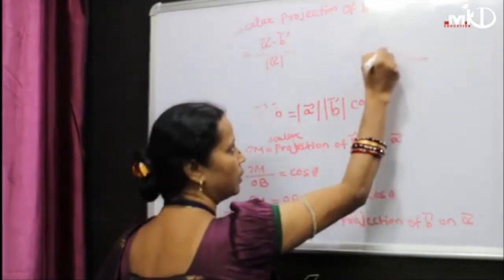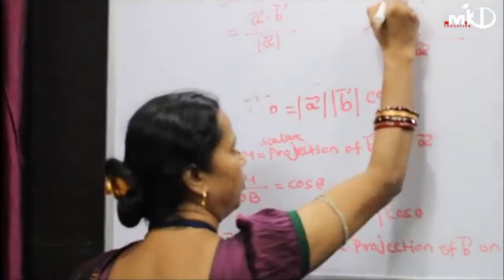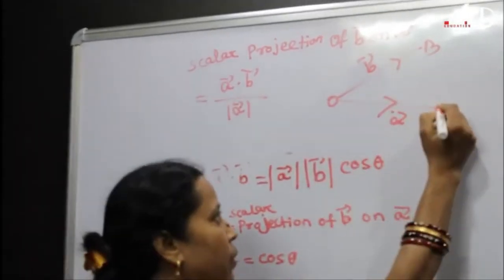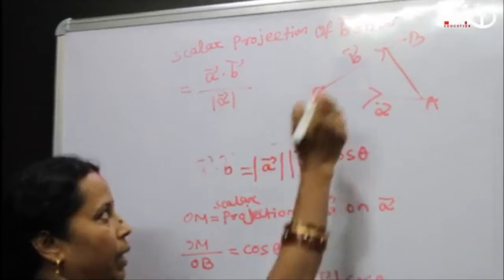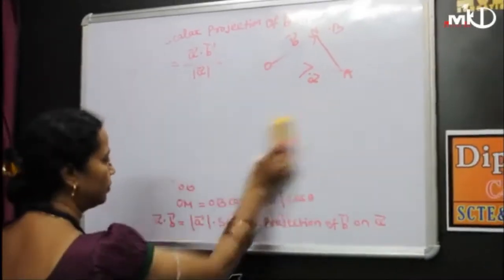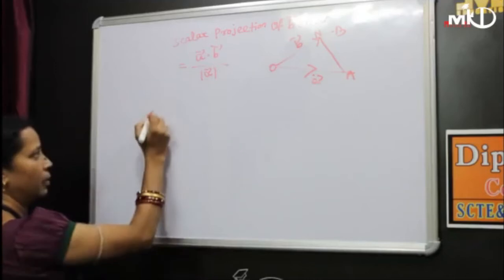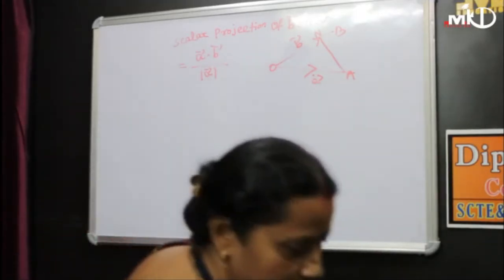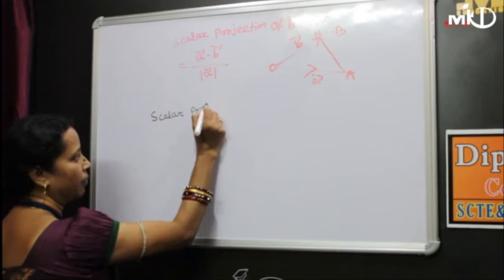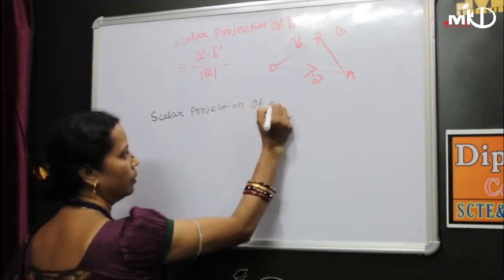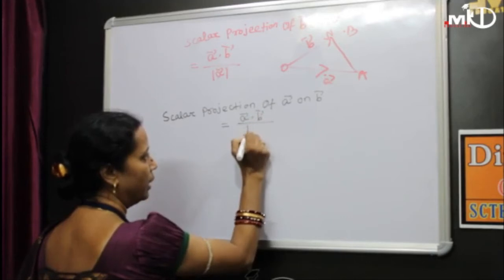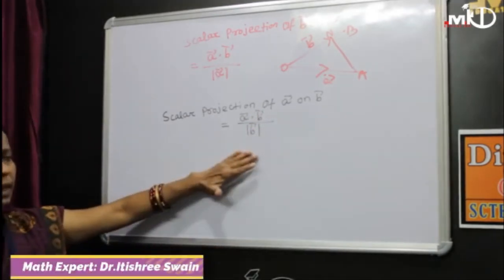Now suppose this is our A bar and this is our B bar, and if I find the scalar projection of A bar on B bar, then you have to draw a perpendicular from A to B. Now suppose this point is N. Here also we can define the scalar projection of A bar on B bar is equal to A bar dot B bar by modulus of B bar. So this is the geometrical meaning of the scalar product.